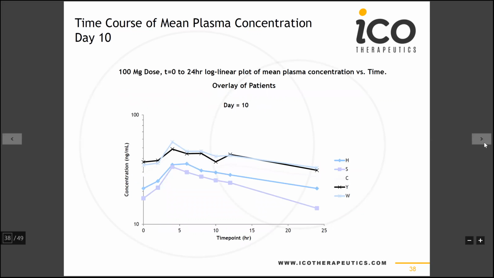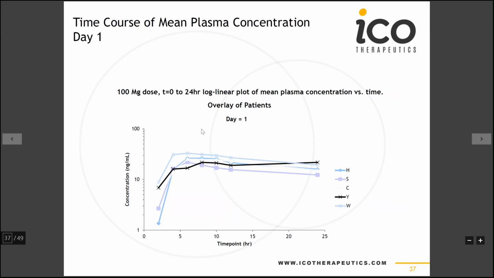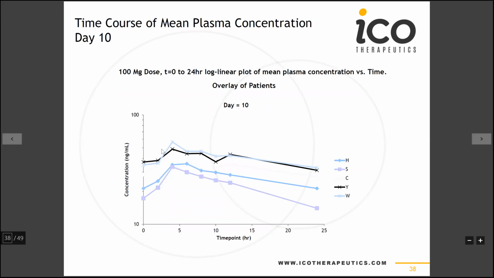And again, this is what happens when you go for a little bit longer period of time, over 10 days. So the first one was after the first day of dosing, and this is after 10 days of dosing. And there's some more variability here, but the bottom line is in most patients, that sustained blood level and sustained AUC.